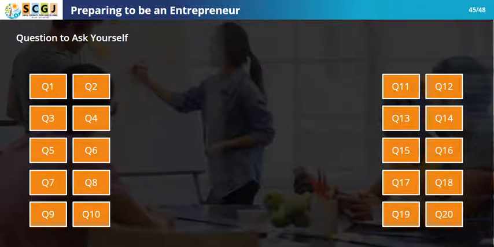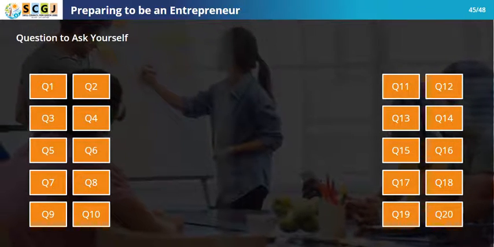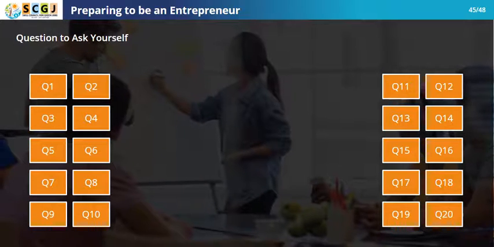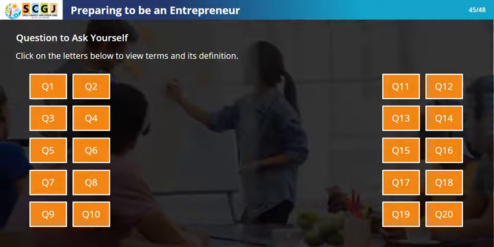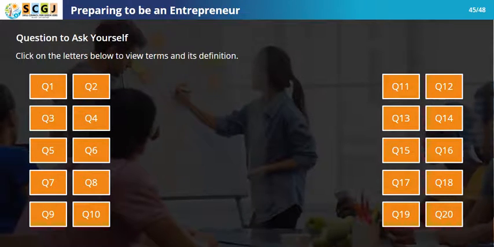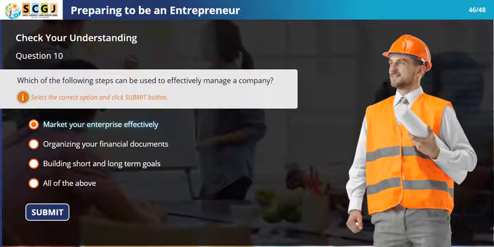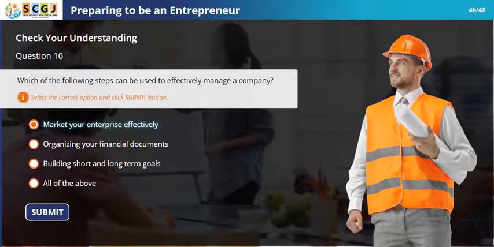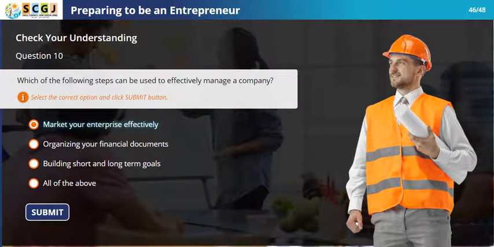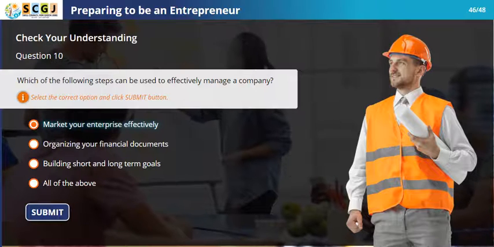Given here are the questions you should ask yourself to assess the highs and lows of starting an enterprise. Click on the tab below to view terms and its definition. Which of the following steps can be used to effectively manage a company? Select the correct option and click Submit button.